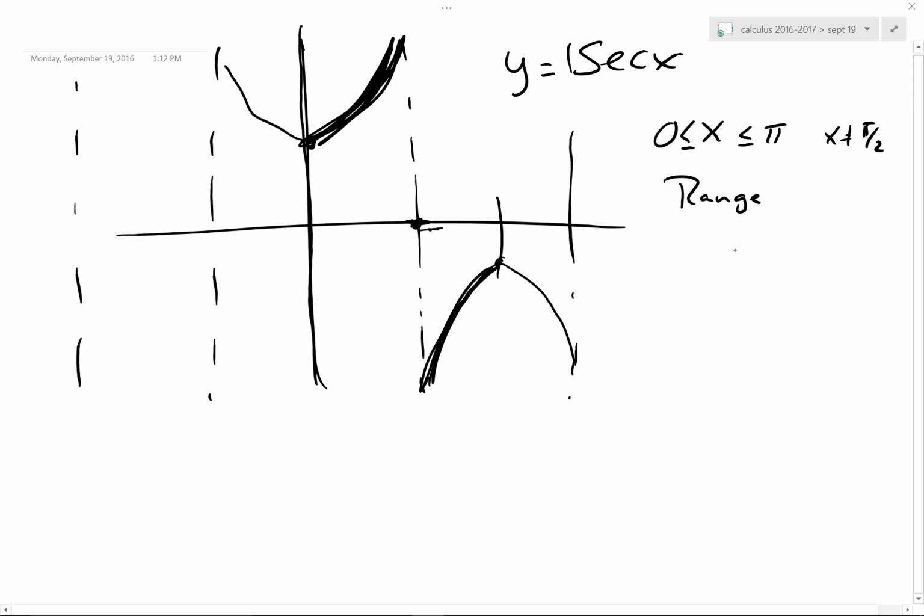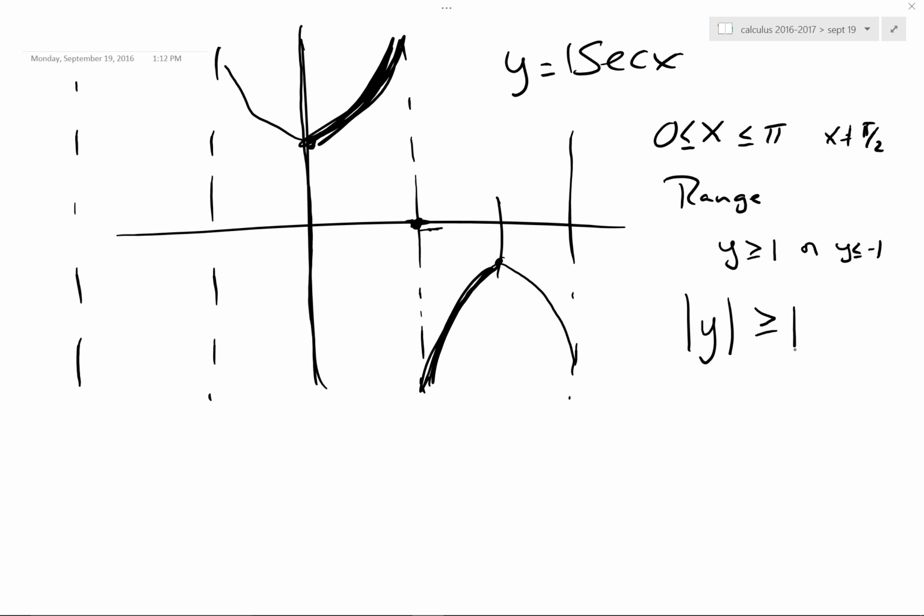So check it out. I could write it like this: greater than or equal to 1 or less than or equal to negative 1. But the big kids would say, let's let the absolute value be bigger than or equal to 1. Okay, that's what the big kids would say. And so what I end up with is this thing.